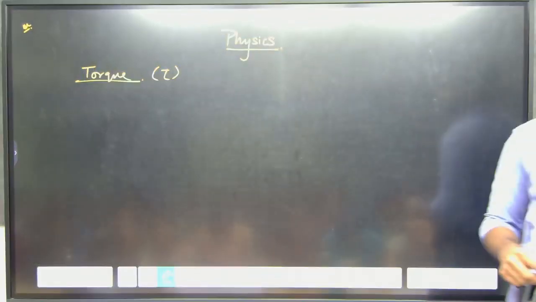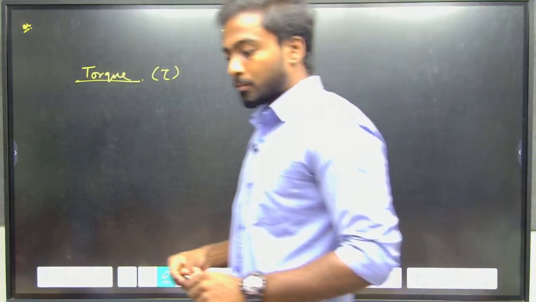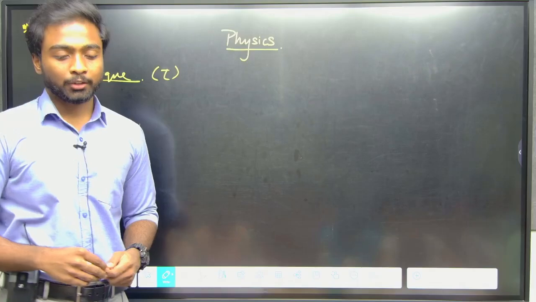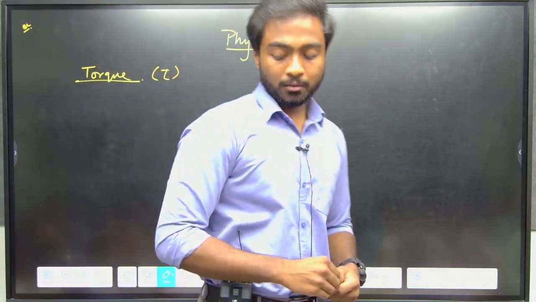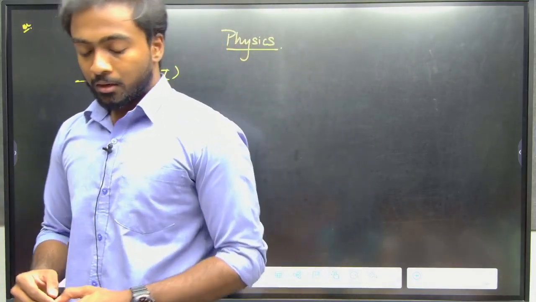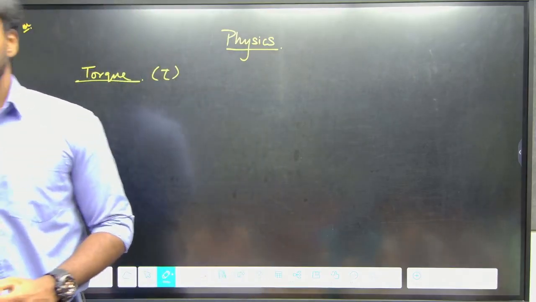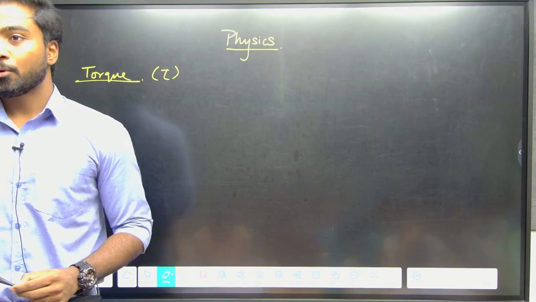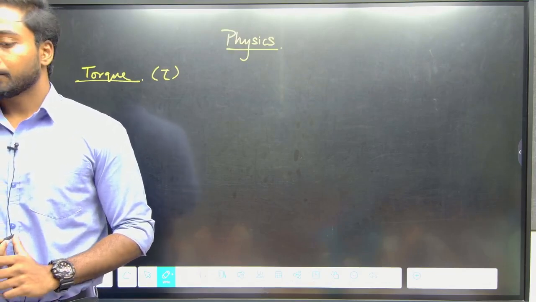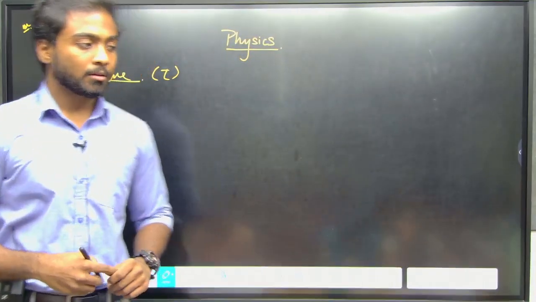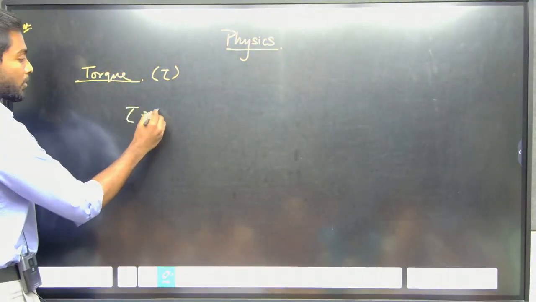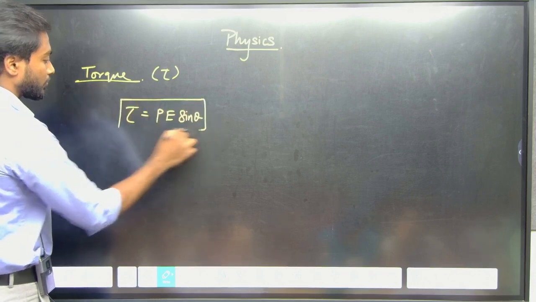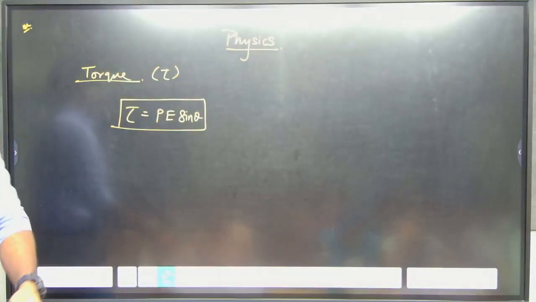The first point is the relation between torque, dipole and electric field. Torque, dipole and electric field. So tau is equal to PE sin theta.